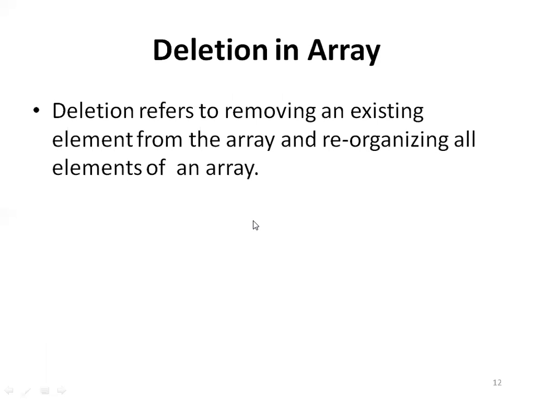Then deletion operation in array is another major operation that is performed on the array. In deletion, the data item is removed from the array, and after that all the data items are reorganized, because whenever we delete some data item from the array, that position becomes vacant. So we must shift the data items from the right one position left towards the vacant position.